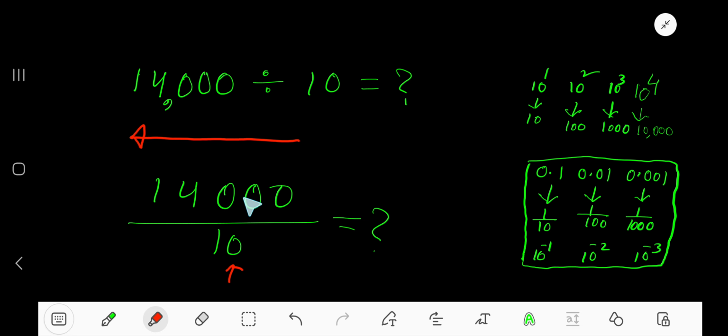So the value of this number, that is the dividend, will be decreased. Since the power of 10, 10, has one 0, you need to move the decimal point one place from right to left. This is a whole number, so first the decimal point will appear here and then move one place. So we are getting this decimal 0. You can omit this 0 and this decimal, so our answer is this 1400.